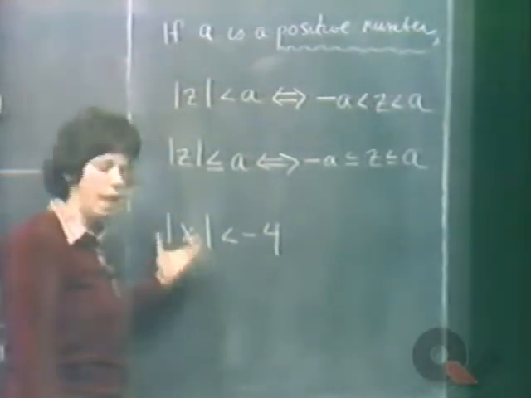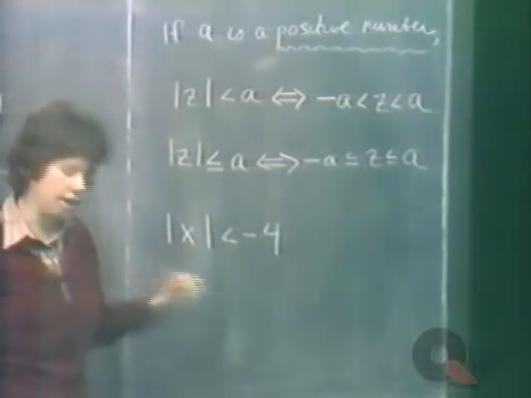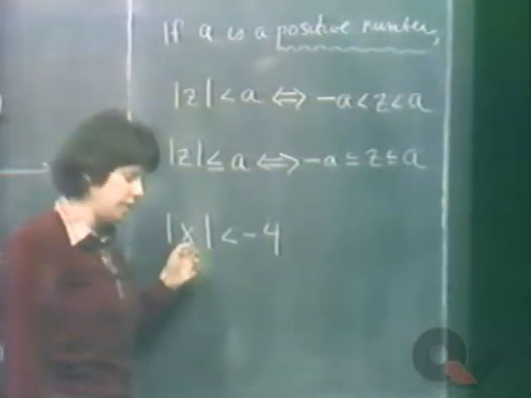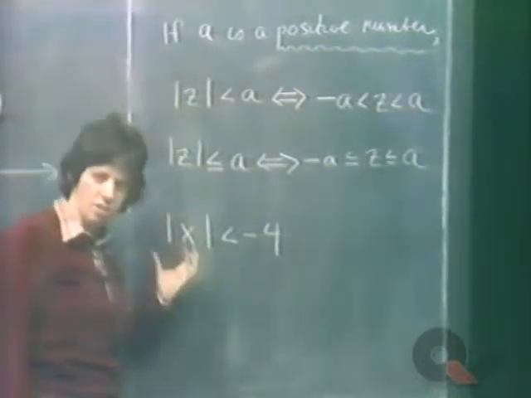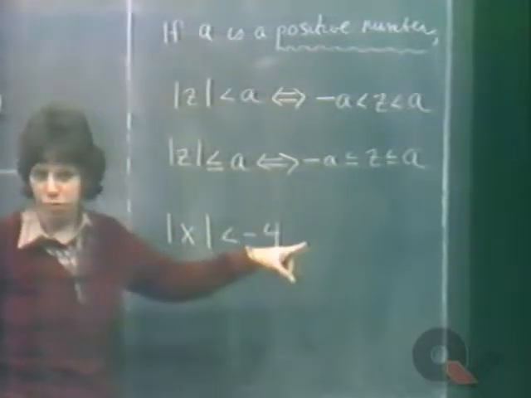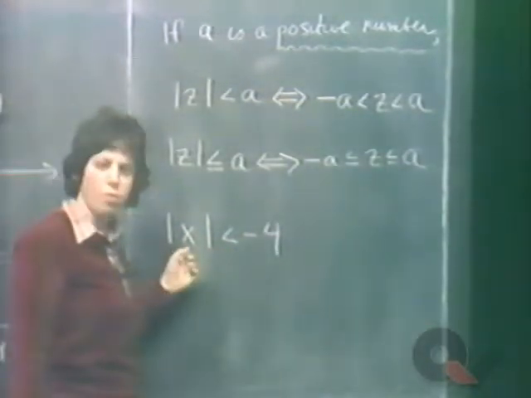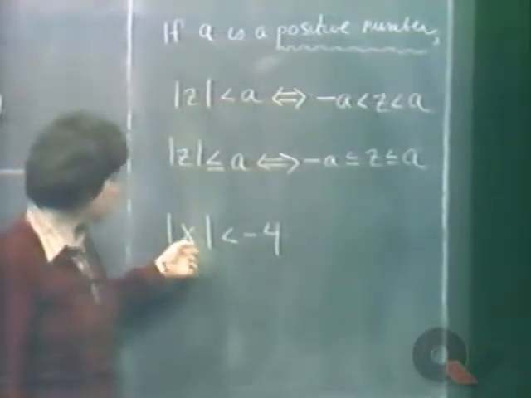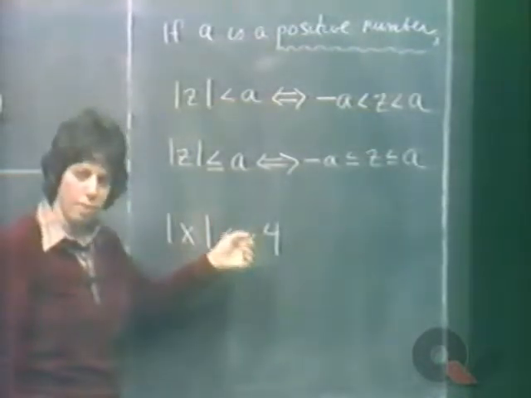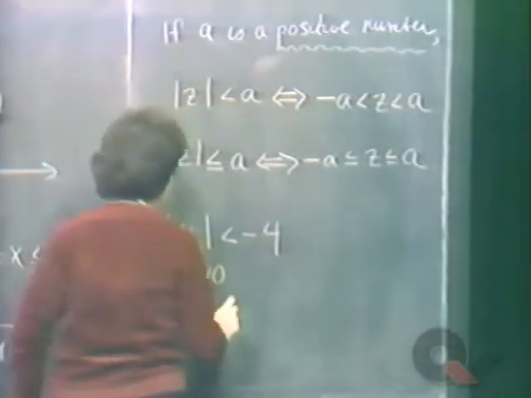But we all know the absolute value of a number is either 0 or positive. It can never be negative. So there is no way that the absolute value, which is a distance, the distance between x and 0, can be less than -4. Okay? The smallest you could get would be 0, or it would be positive. It would never be less than a negative number. So this has no solution.